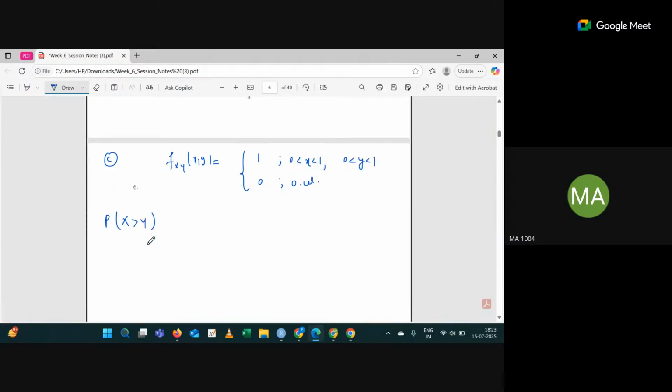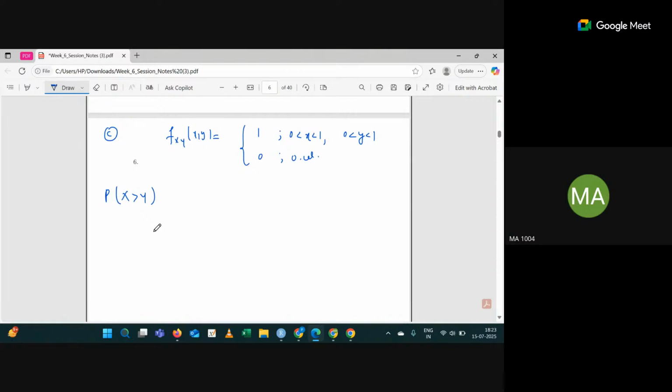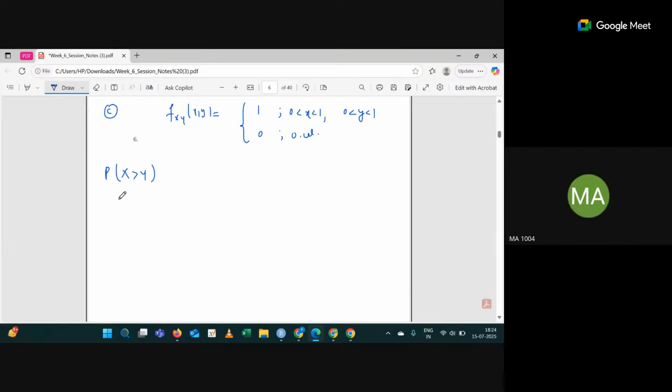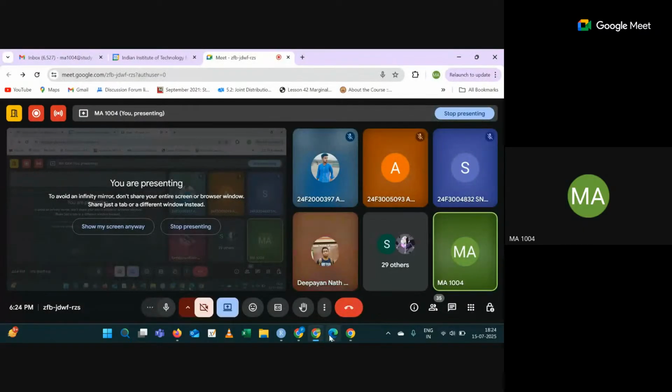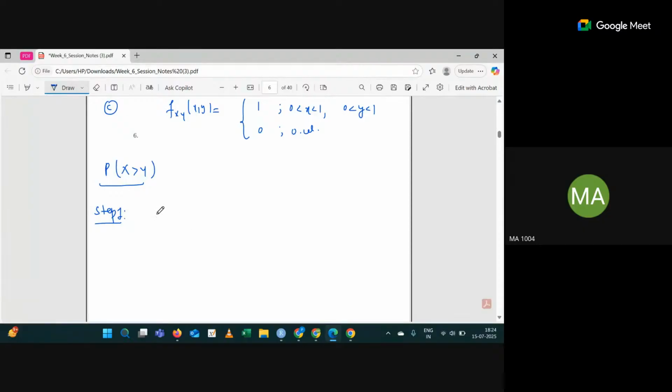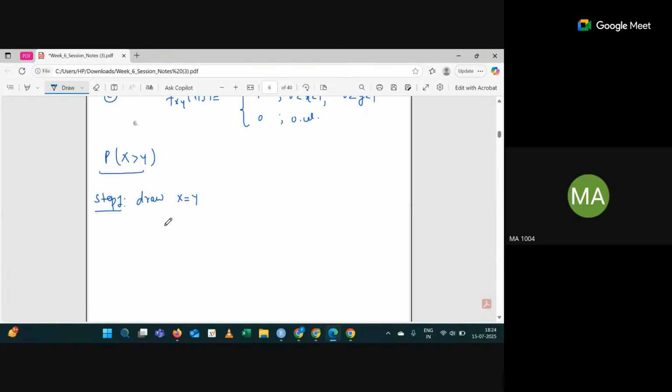Whenever you see this kind of question, what will be your very first approach? Draw the line y equal to x. So the very first step, whenever you are asked an inequality like this, is: whenever you are given greater than or less than, draw the line for equality. So draw x equal to y.